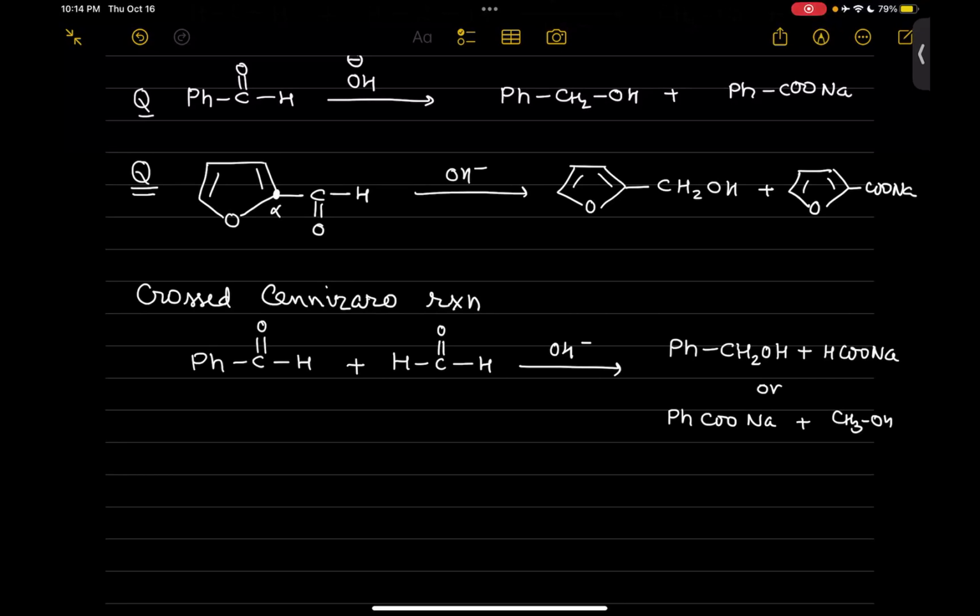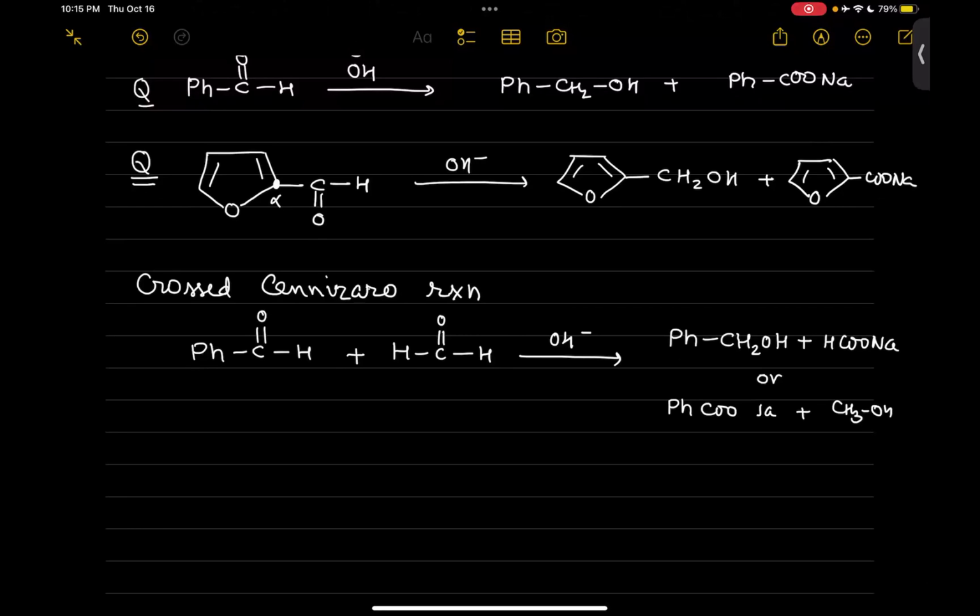Sir, can you explain this again? No, but which is the right one? Only one option is correct, another is incorrect. Which one is the correct option that we need to understand? And there is a thumb rule.